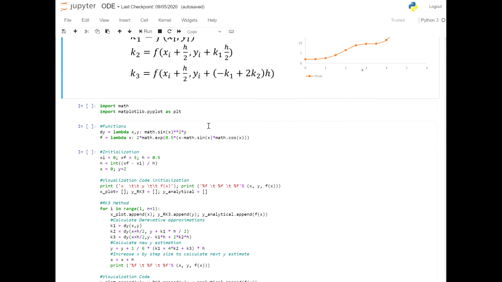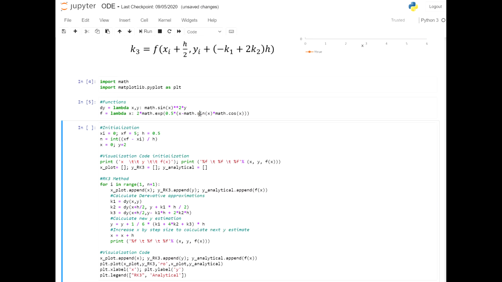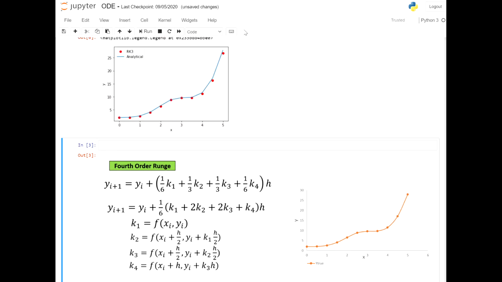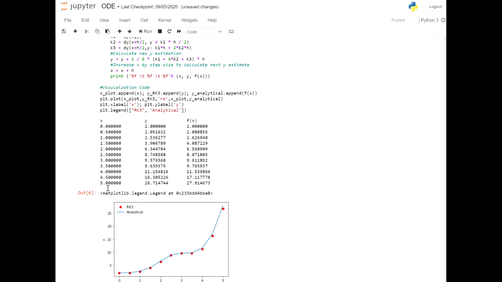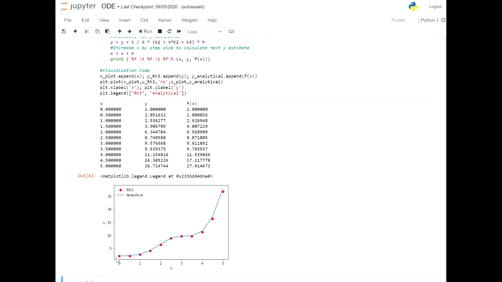So let's run the code. I'm going to import the packages, run the functions, and run the code. All right, perfect. So we can see the x values 0 to 5 with a step size of 0.5. Here are the Runge-Kutta third order y values. Here are the true values. And you can see it's actually a really excellent approximation for the analytical solution.